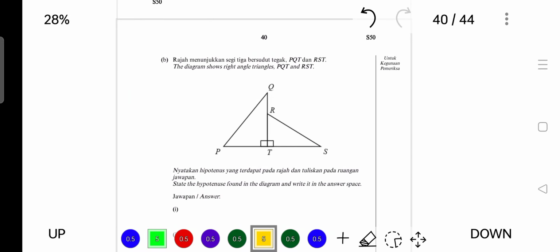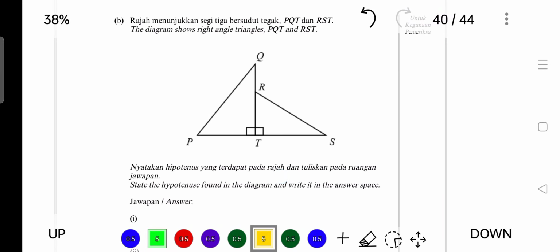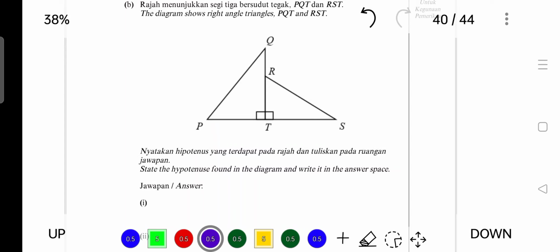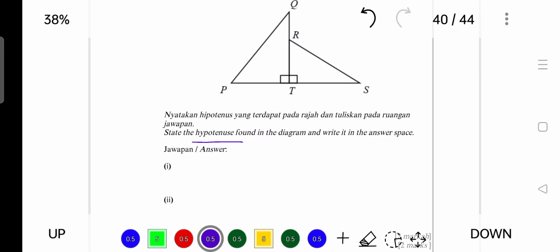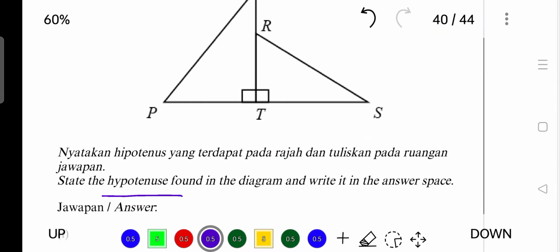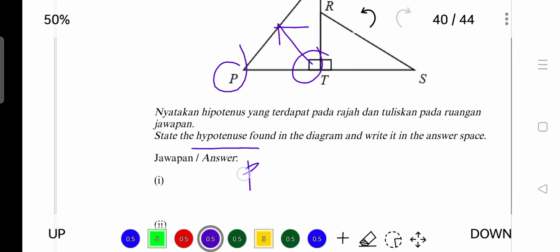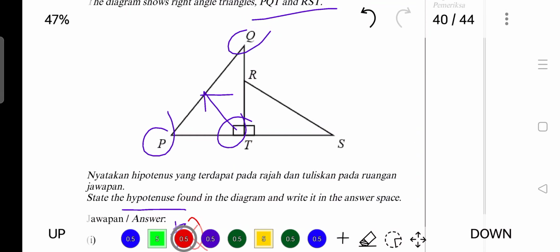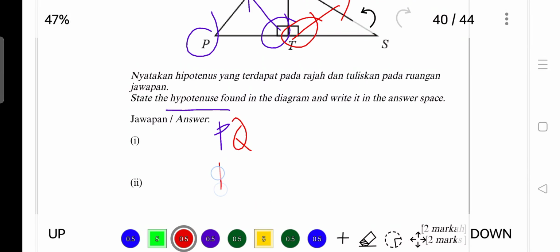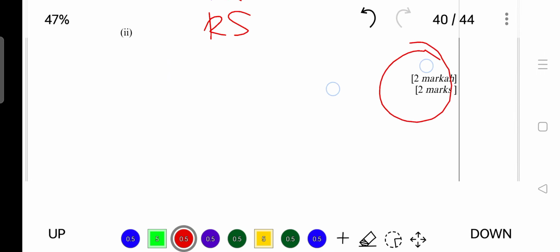Alright, so we are moving to question B. Question B is very simple. You see PQT and RST. What you're going to do, you're going to state the hypotenuse found in the diagram. Very simple. What do you see here? This is PQ. So write it as PQ. Never ever go and put a comma there. Or you write P and Q, salah. All of these are wrong. Simply PQ. And another one is RS.